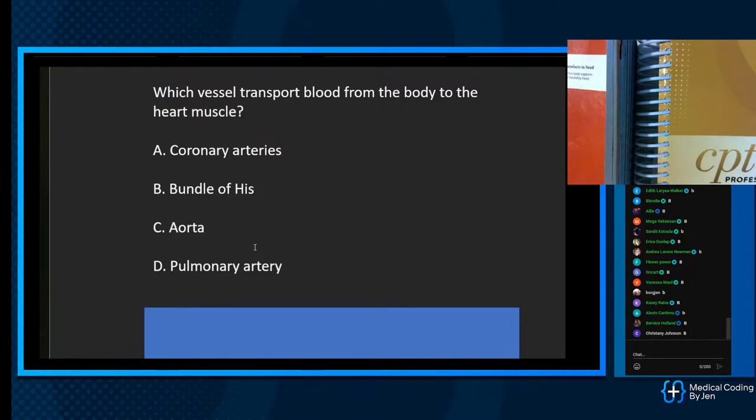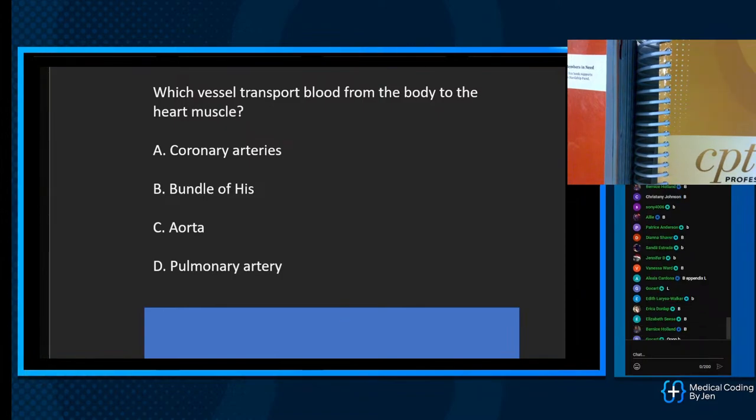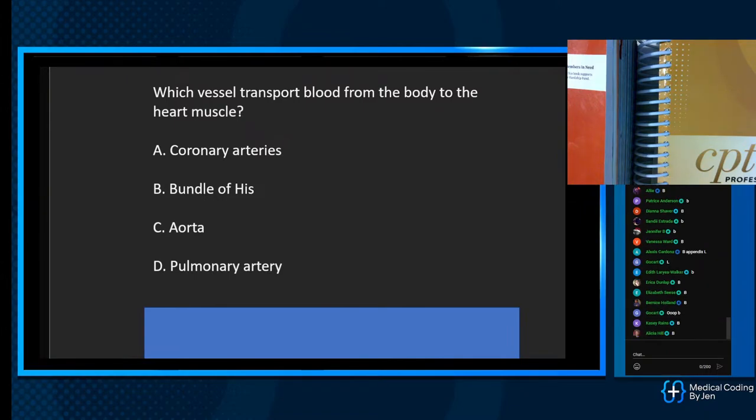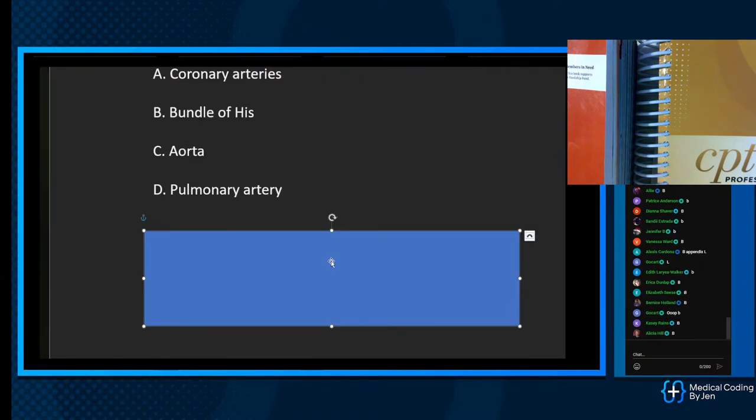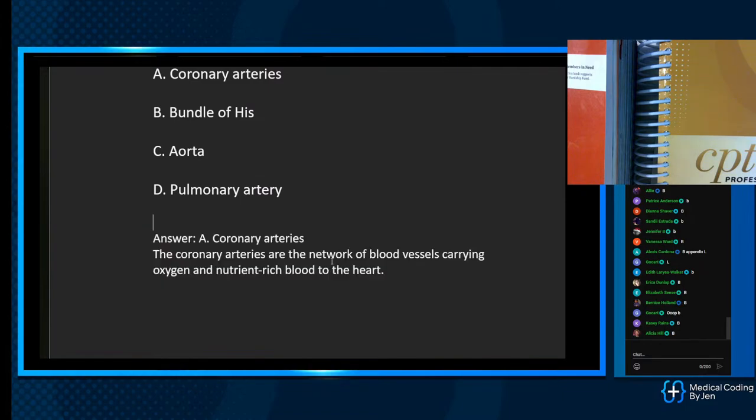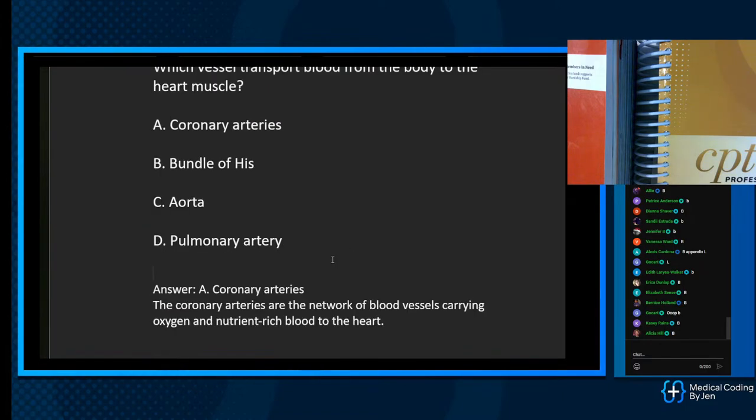Almost done with all these anatomy ones, and then we're going to get into ICD-10 and then some CPTs. And I haven't done any of these questions before. They're all brand new, nothing I've ever showed before. So I haven't even worked them. So we'll just do them together. A, coronary arteries. I saw everybody hitting B.